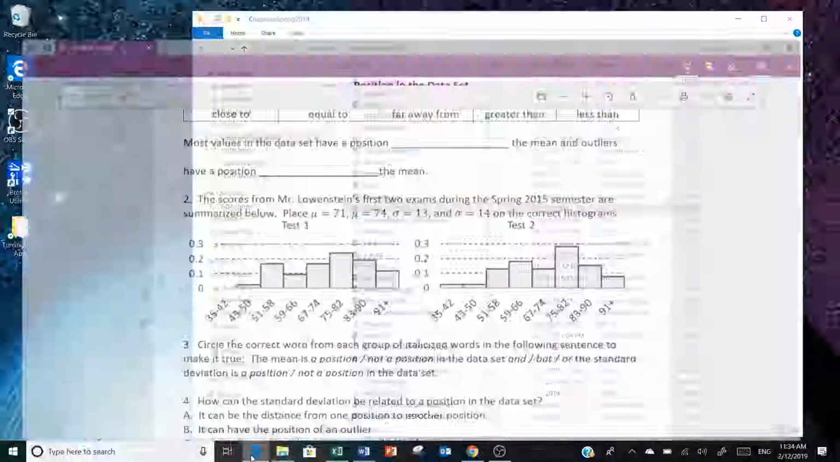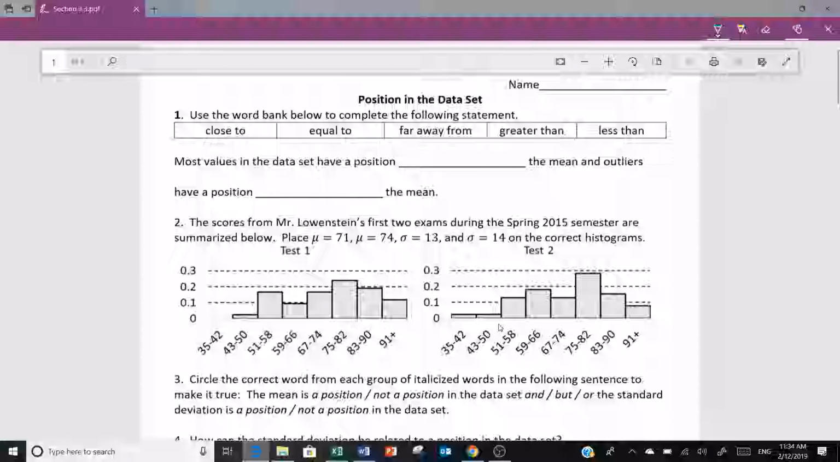So here's our activity for today. We're going to talk about something called position in the data set. Now, the reason why we're looking at position is because sometimes we do really well on a test and we want to see how we did in comparison to everyone else. And not just exams, there's a lot of different data sets and we want to know where do we stand in comparison to the rest of the data.